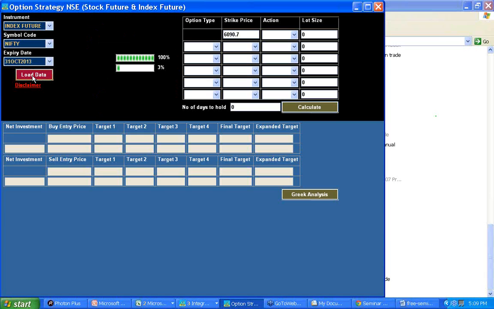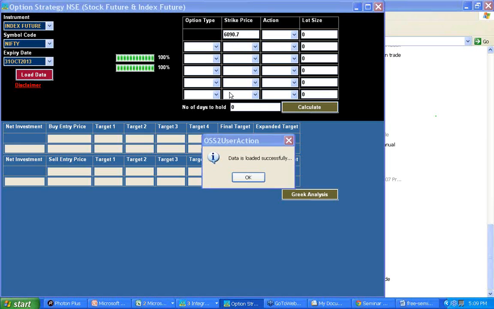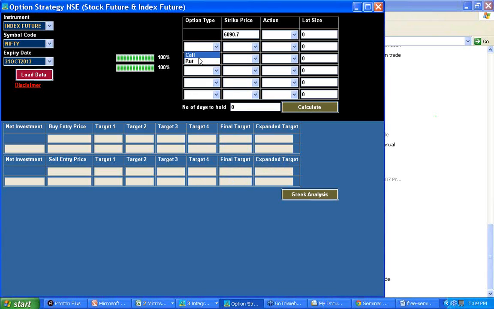Two trades I have done with this, and it has benefited me immensely and given me excellent profit. That trade's contract note I am also going to show you. So see, I am just going to take a call option here. Data has loaded. I am buying one 6100 call option. Say buy, one lot I am buying. I am also buying a put option of 6,100.